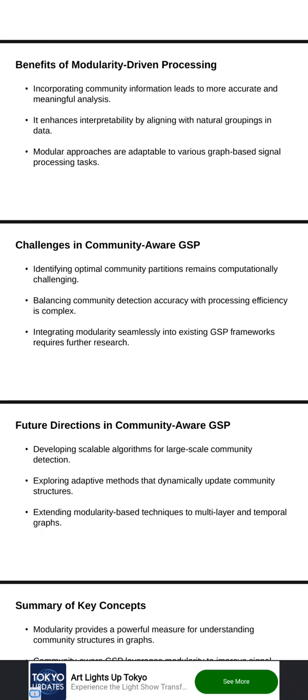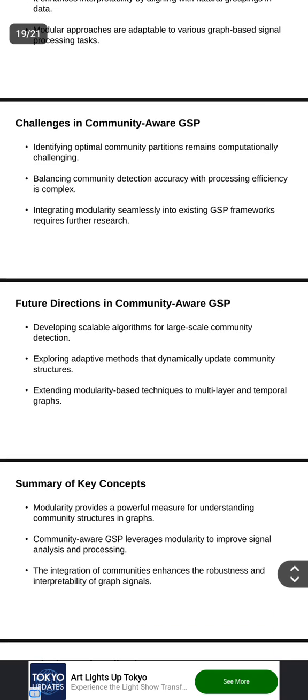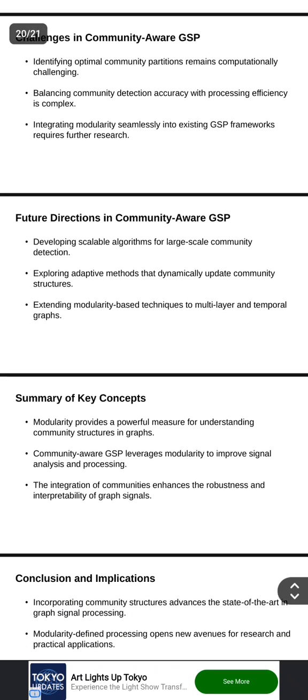Challenges in community aware GSP. Identifying optimal community partitions remains computationally challenging. Balancing community detection accuracy with processing efficiency is complex. Integrating modularity seamlessly into existing GSP frameworks requires further research.